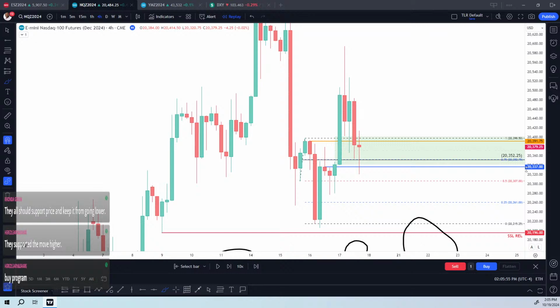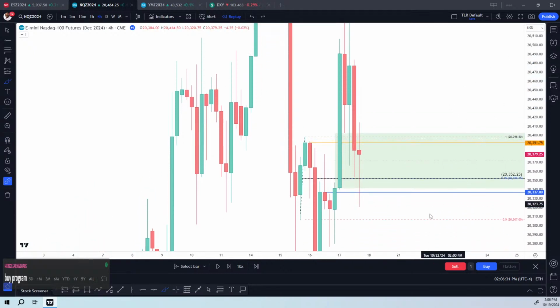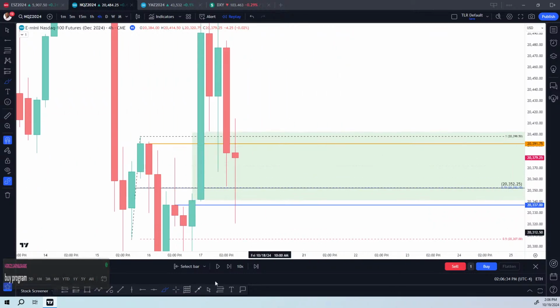In a buy program, we look for premium PD arrays to be pushed through, and we look for discount PD arrays to act as support. Not only do we look for discount PD arrays to act as support, we look for down close candles to act as support as well. So as price comes back down and picks everybody up, where are the bodies of the candles stopping?